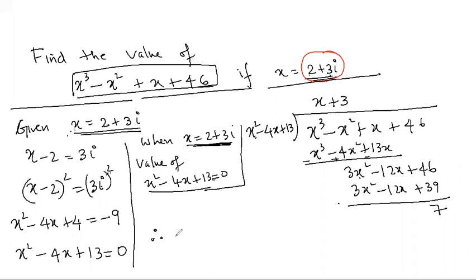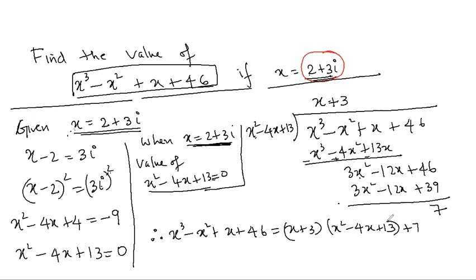So what can I say? x cube minus x square plus x plus 46 is this into this: x plus 3 into x square minus 4x plus 13, plus 7. That became x plus 3 into 0 plus 7. Hence the value of this expression is 7.